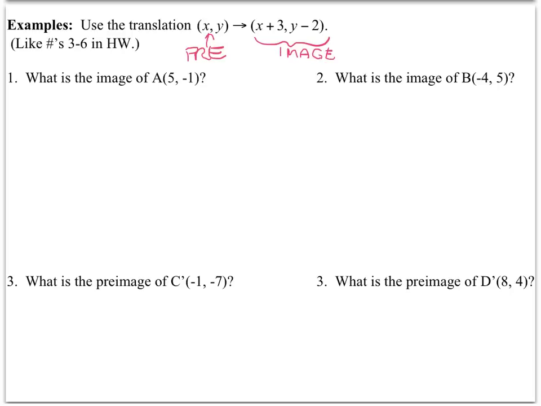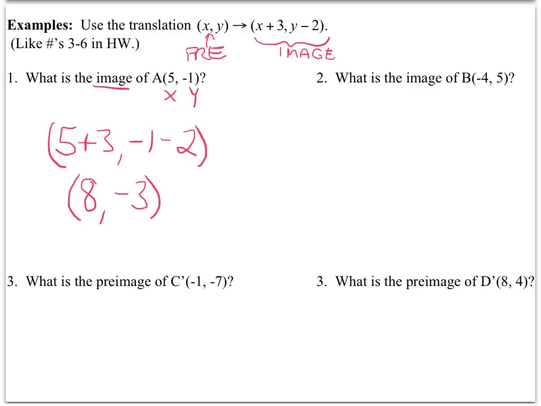So if it asks us what is the image of (5, -1), we can assume that that is the pre-image. That's the x, y coordinates. So what we do is we take 5, the x value, we add 3 to it, and we take the y value, -1, and subtract 2 from it. So this becomes (8, -3). That is our image of the original point.